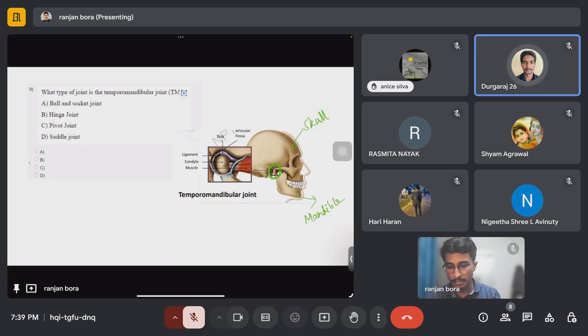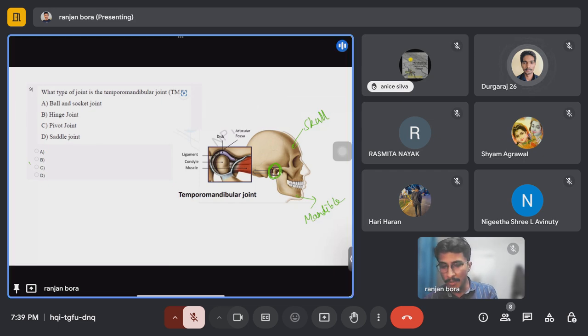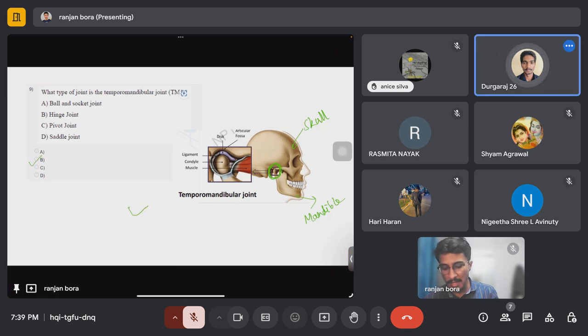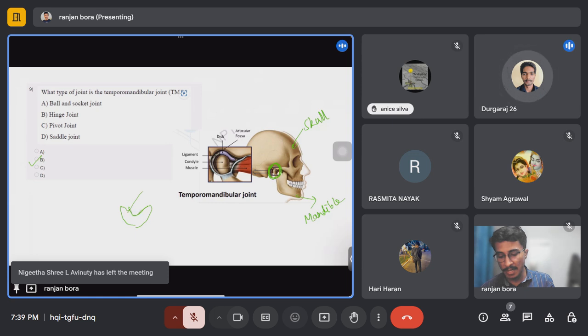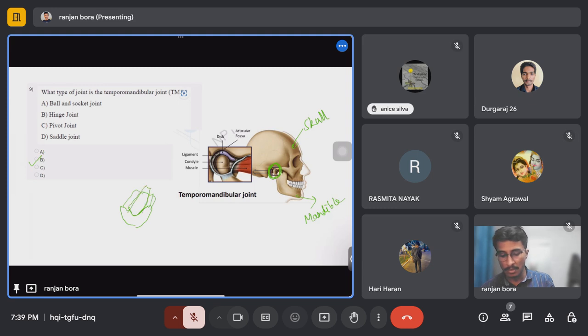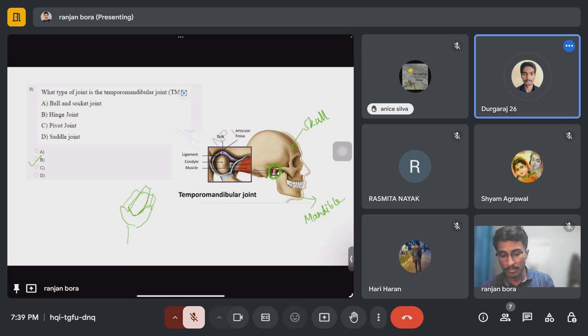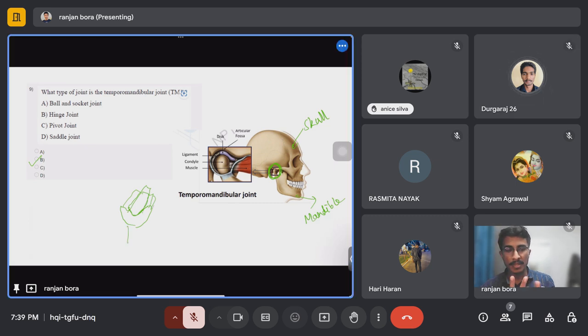Okay, sir. The saddle joint you are talking about is something different. It has a saddle shape, sliding. In our hands, we can see the saddle joint here. I think this joint here is a saddle joint.